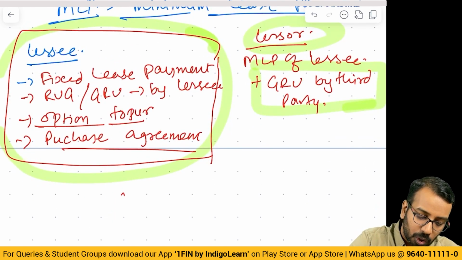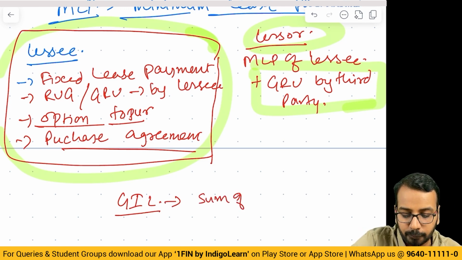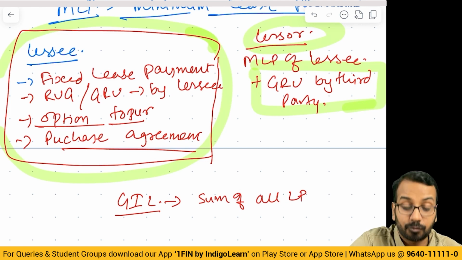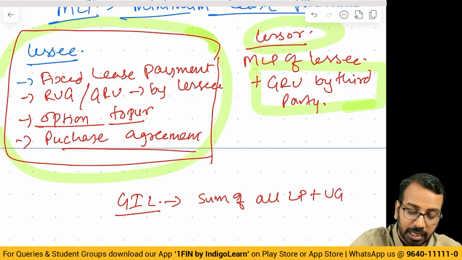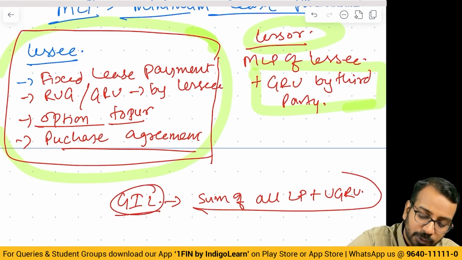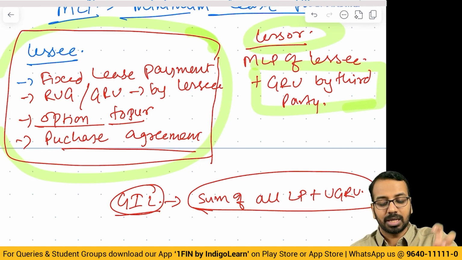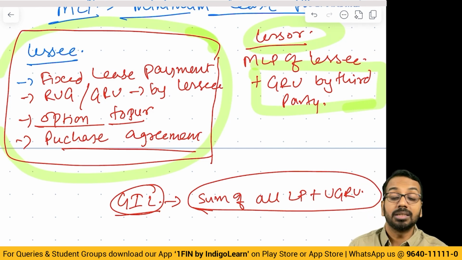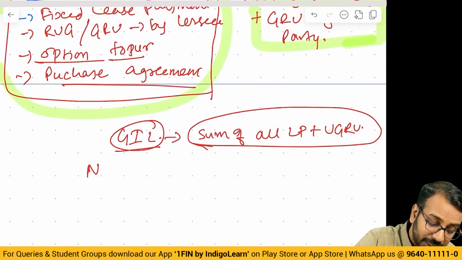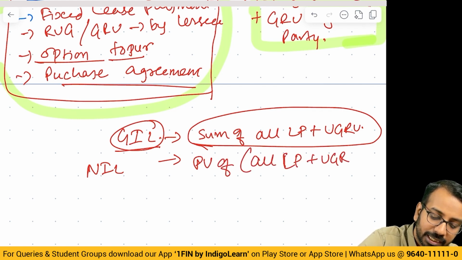Then we have a term called gross investment in lease. Gross investment in lease is the sum of all lease payments from the point of view of the lessor plus unguaranteed residual value. Now, in the examination, sometimes they'll ask, what is the gross investment in lease? Then what is the net investment in lease? What is the unearned finance income? Now, what is net investment in lease? Net investment in lease is the present value of all lease payments plus unguaranteed residual value.